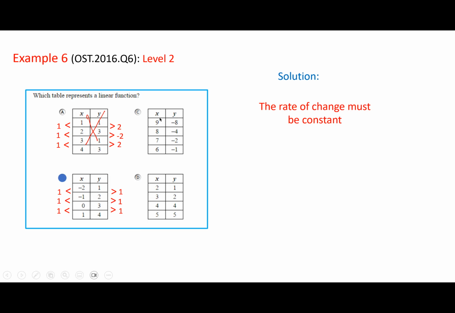Now let's double check the other two here. We'll see what we have. 4 divided by negative 1 is not the same as 2 divided by negative 1. So that's also nonlinear. The last one here, 1 divided by 1 is 1, 2 divided by 1 is 2. They're not the same. That's a variable rate of change. So that's also not good, okay?